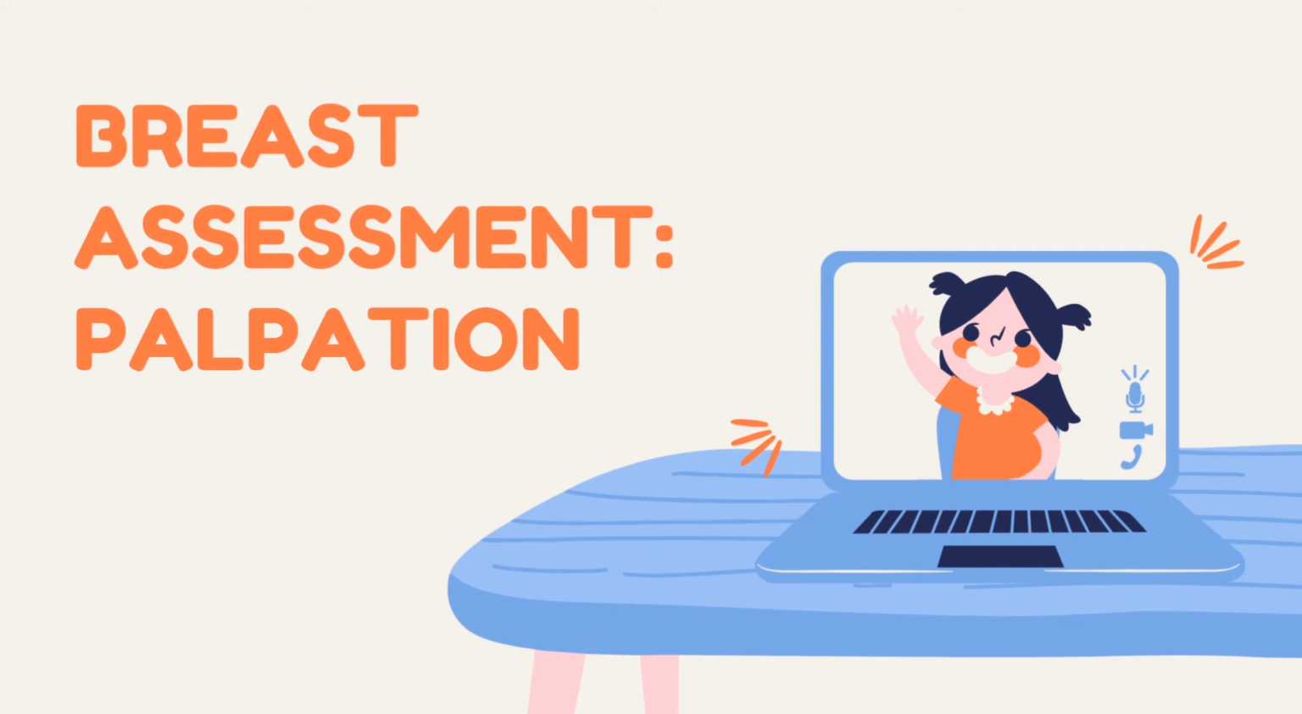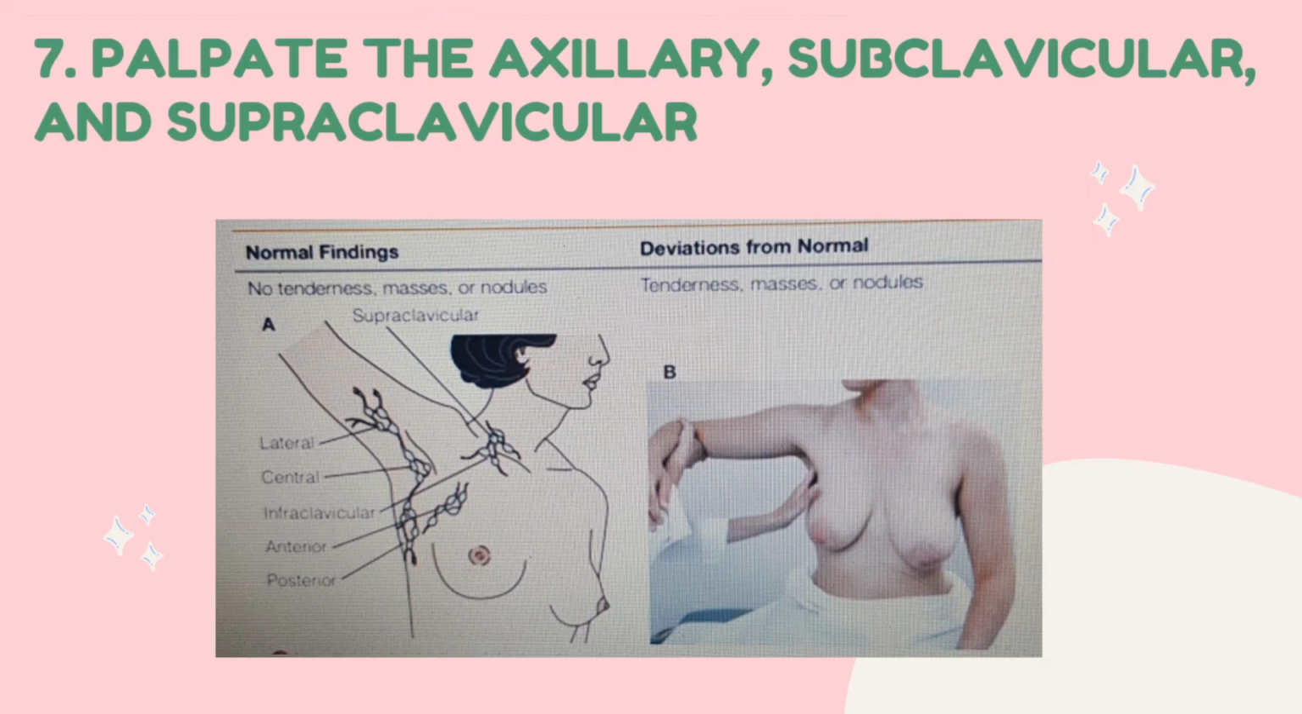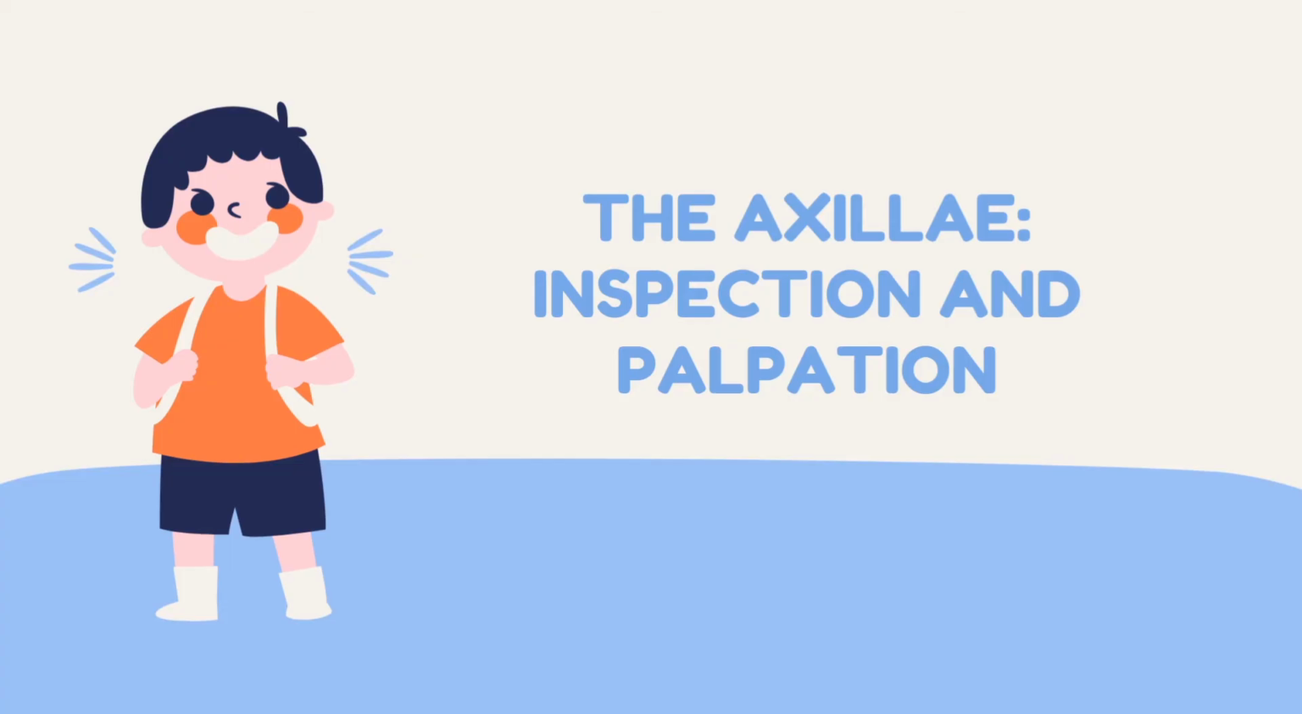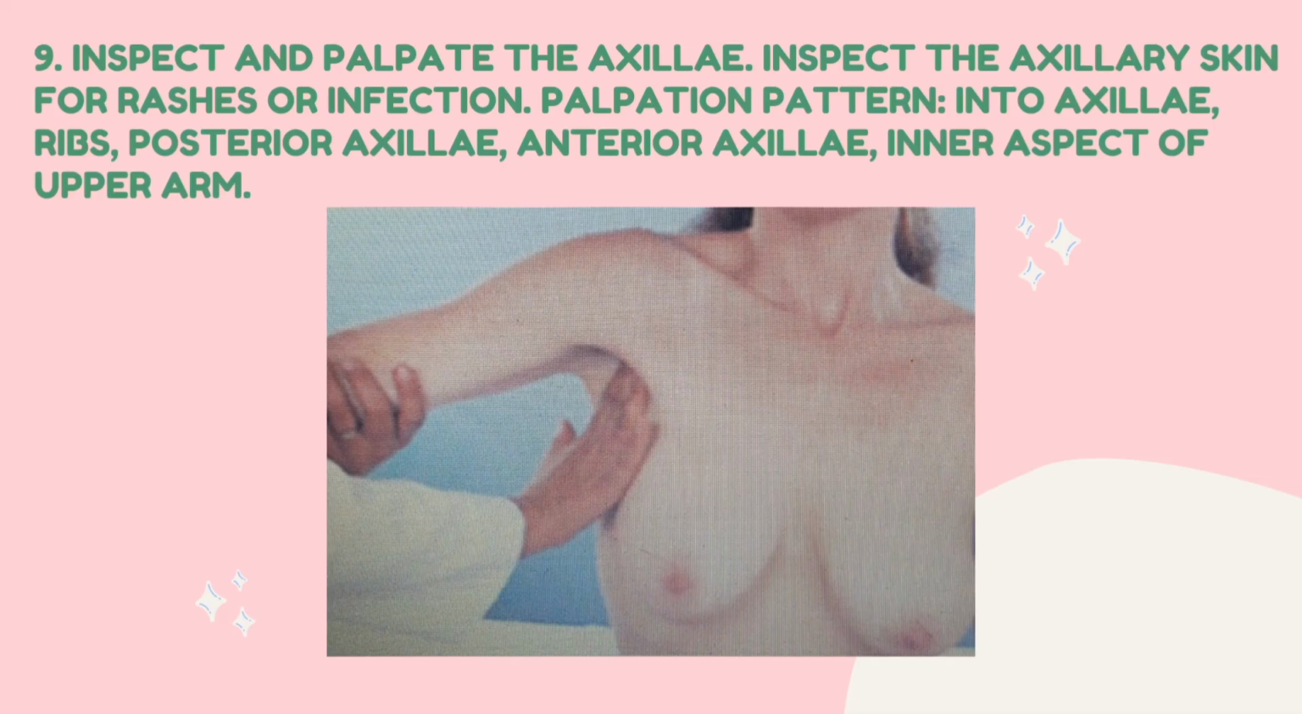Breast assessment: palpation. Palpate the axillary, subclavicular, and supraclavicular areas. Palpate the nipples. Press the nipples gently with your thumb and index finger. The axillae, inspection and palpation. Number 9. Inspect and palpate the axillae. Inspect the axillary skin for rashes or infection. Palpation pattern: into the axillae, ribs, posterior axillae, anterior axillae, inner aspect of the upper arm.